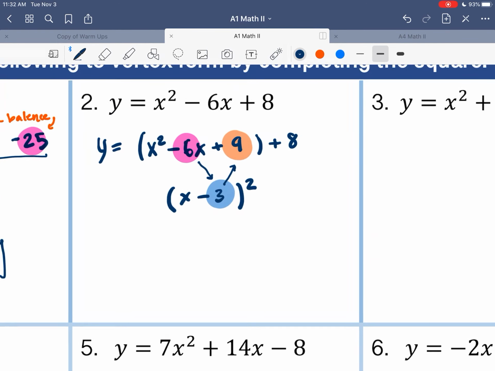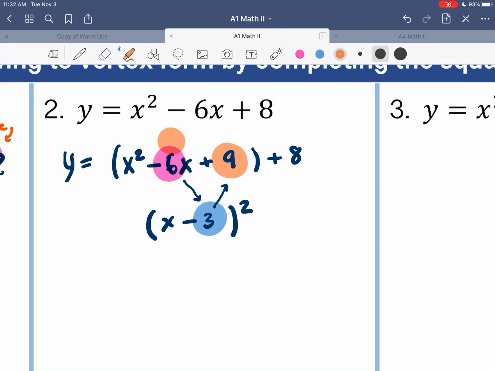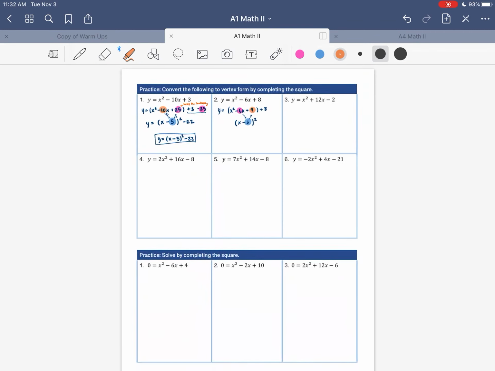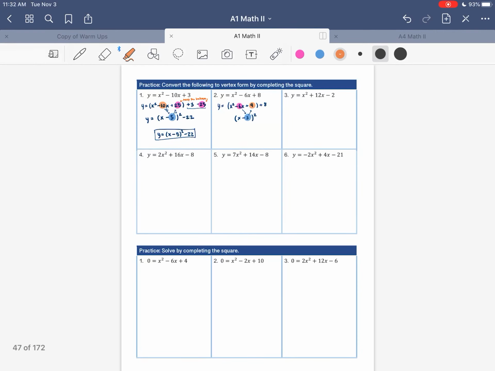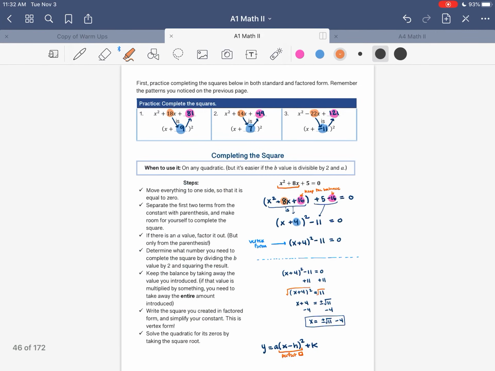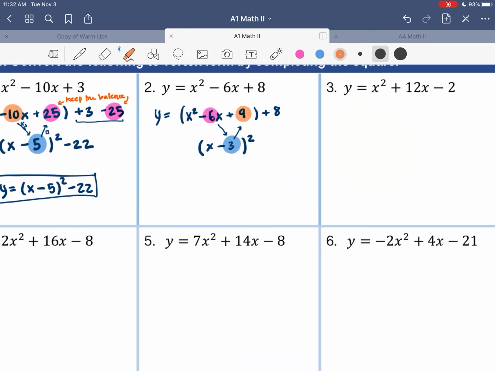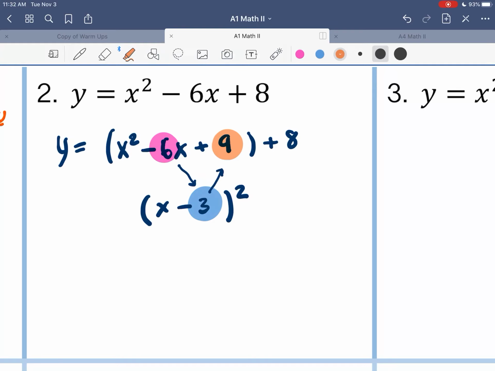Wait, did I highlight this wrong? Oh, I did. Let me erase that. Okay. This should be our pink number, and this should be our orange number. Okay, now I'm second guessing myself. Wait, the middle number is orange, the last number is pink. Okay, I just highlighted it wrong again then. The middle number is orange, the last number is pink.